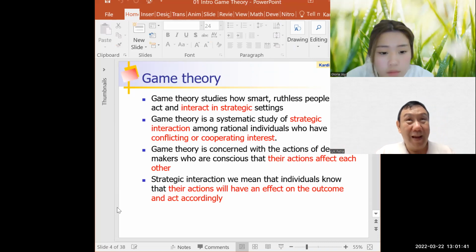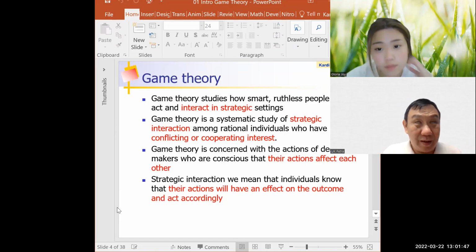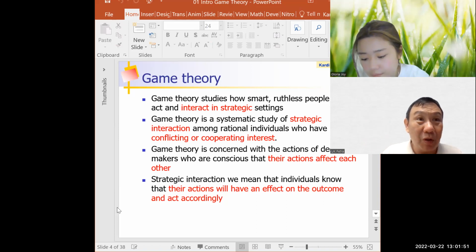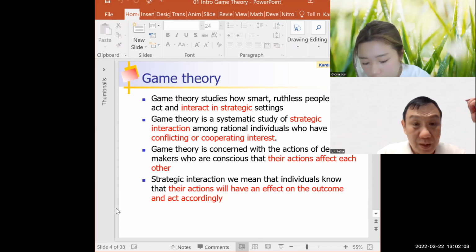And this is interesting. Why? Because now you start to see: in previous decision analysis, we were talking about you yourself against nature, maybe you are lucky or unlucky. But here, you are against other people, or a company against another company, a nation against another nation. So the assumption is self-interest, selfish.